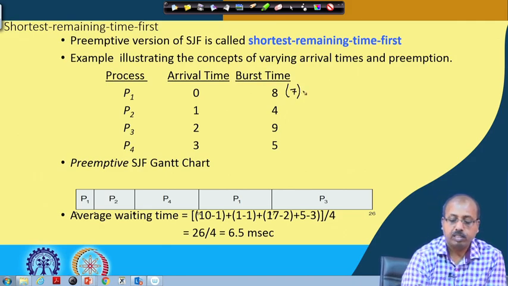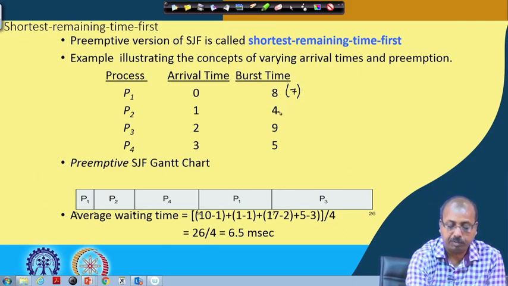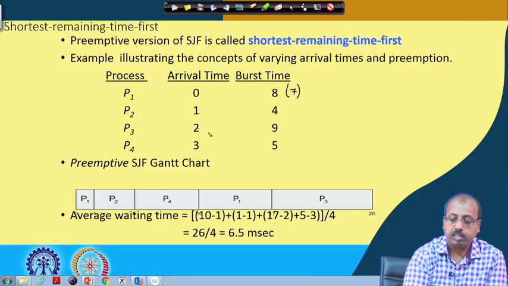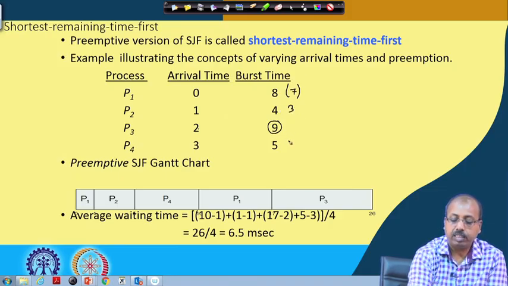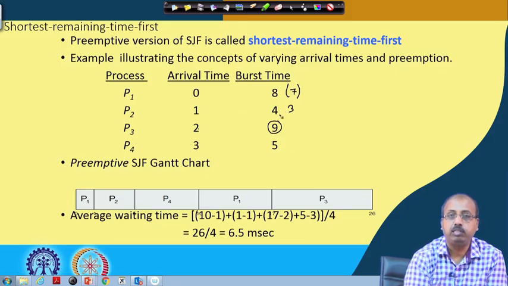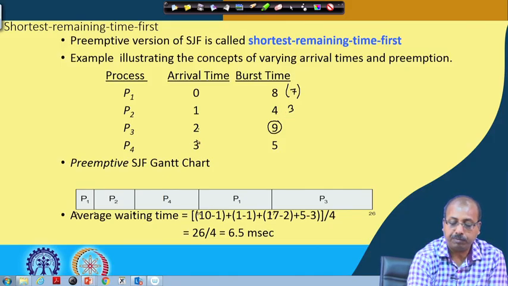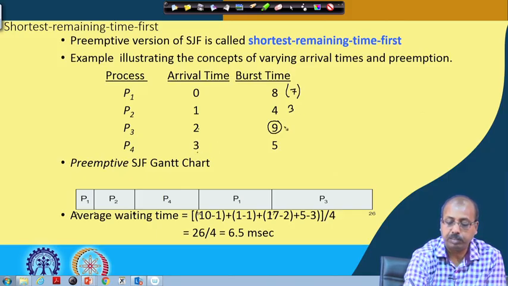Now, P2 needs 4 time units, but at time 2 P3 comes. P3's burst time is 9, while P2 has already executed for 1 time unit, so its remaining time is 3. So, P2 continues to be the shortest job. Then after 1 more time unit P4 comes, but here also P2 continues, so P3 is waiting and P2 has executed for 1 more time unit.